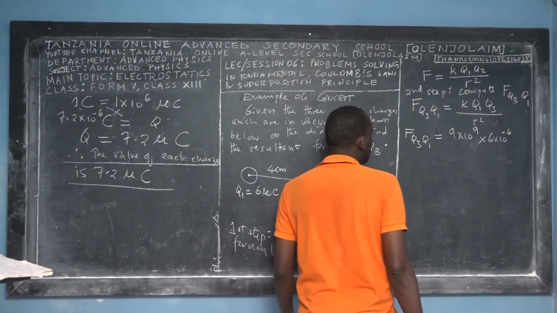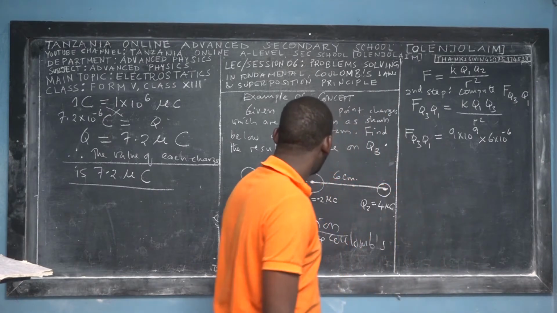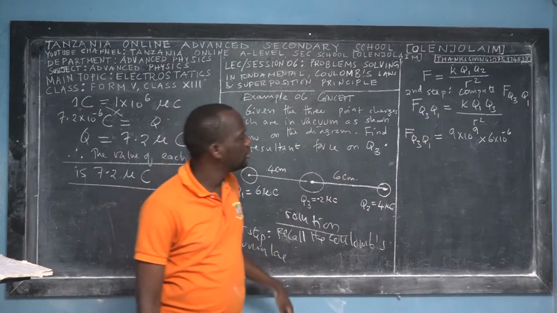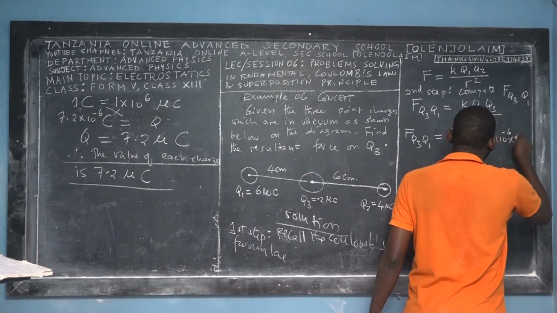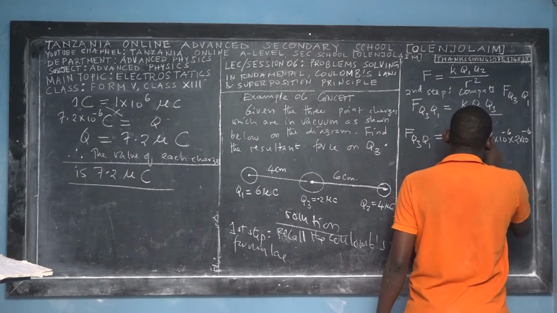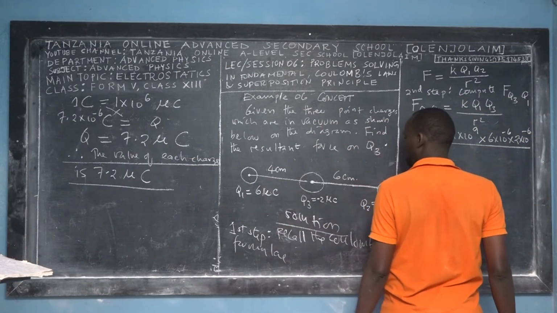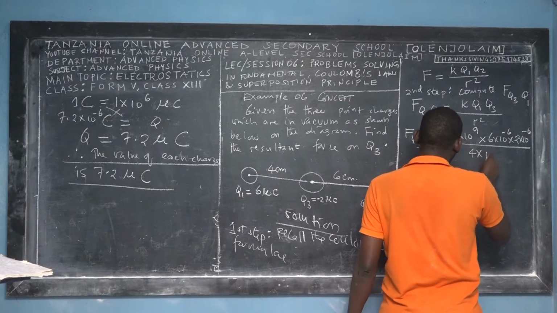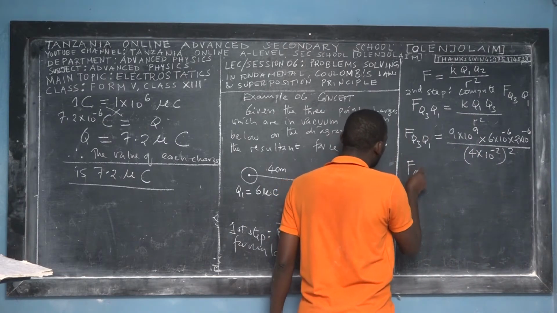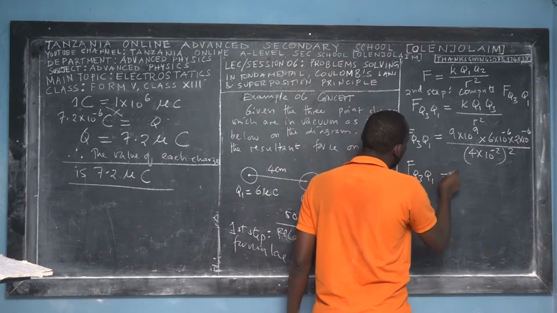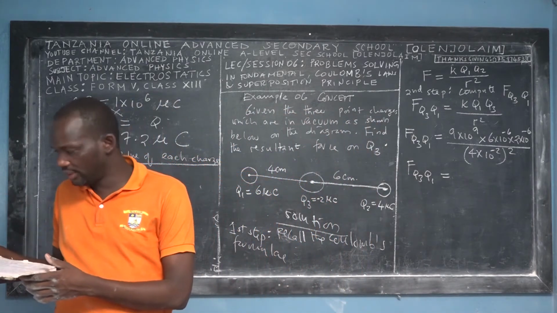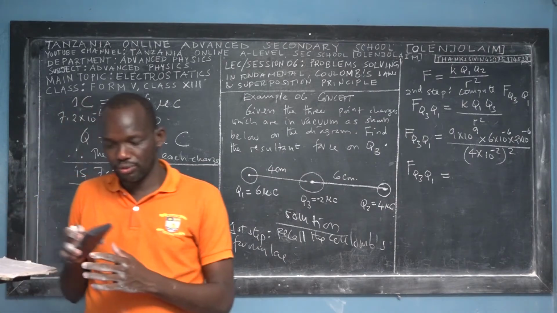Okay, so 6 exponent negative 6 is Q1, and Q3 is 2. Here we don't involve this negative in computation. So you multiply by 2 exponent negative 6, and this will be coulomb squared over R squared. What is the distance between them? It is 4 centimeter. Change the 4 centimeter into meter, then you square. So you get the magnitude of the force acting on Q3 due to Q1. Use your scientific calculator professionally to find the response.